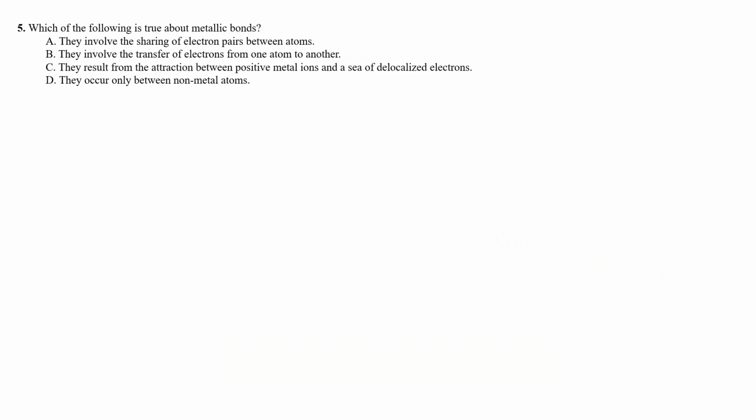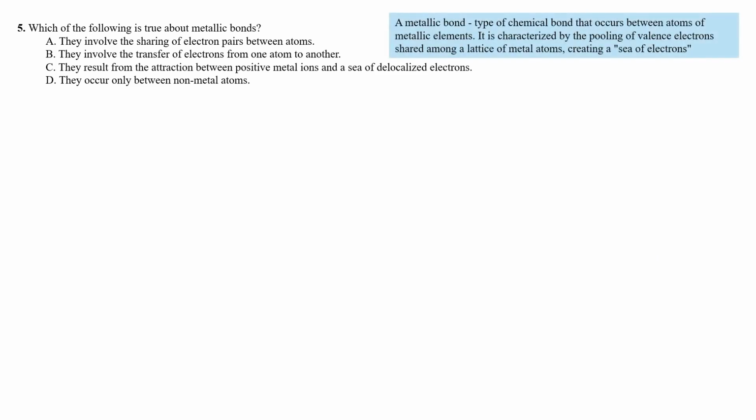Next question. Which of the following is true about metallic bonds? A metallic bond is a type of chemical bond that occurs between atoms of metallic elements. It is characterized by the pooling of valence electrons shared among a lattice of metal ions. So metallic bonds create a sea of electrons, a pool of electrons. Among the given answers, the answer should be that it results from the attraction between positive metal ions and a sea of delocalized electrons.